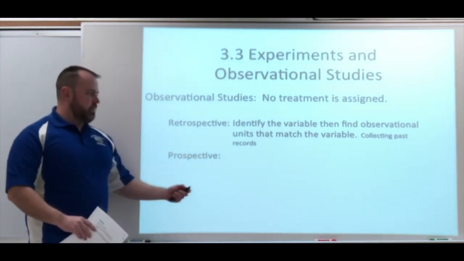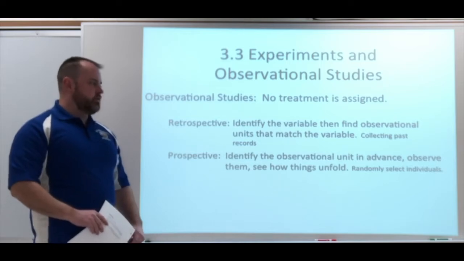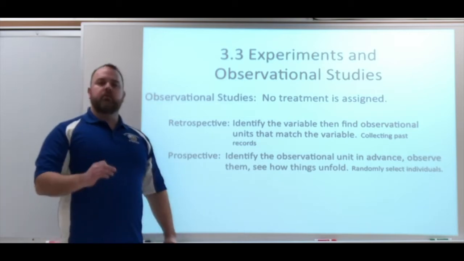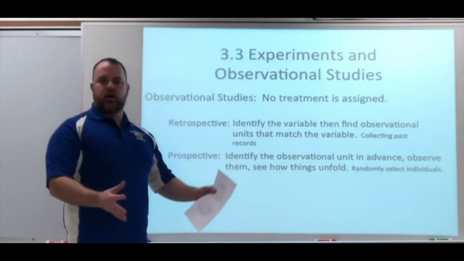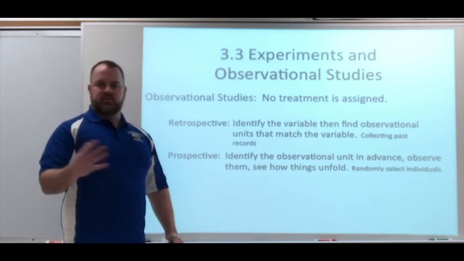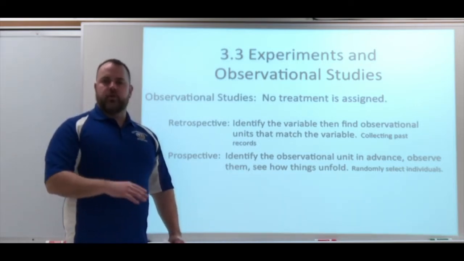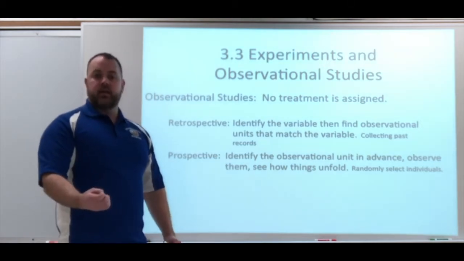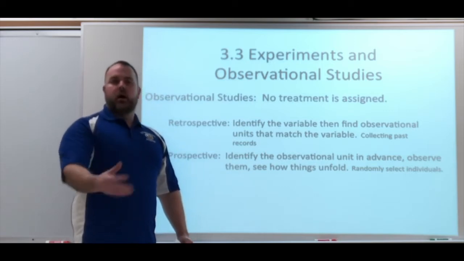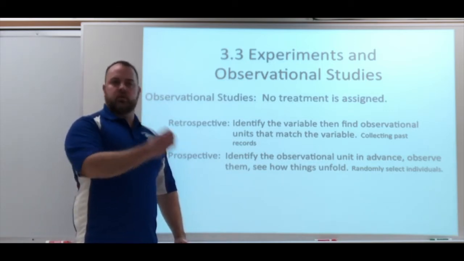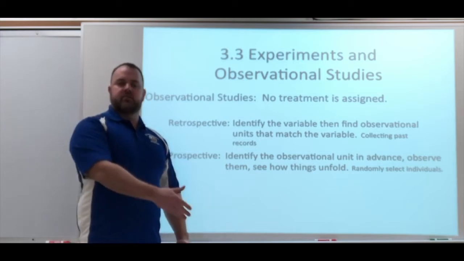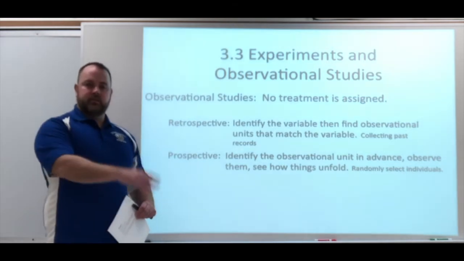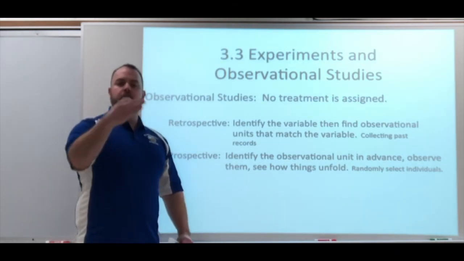and collecting data that way. Prospective, you identify the observational unit in advance and observe that and see how things unfold. Okay? So this can be randomly selected observational units. We have our pool of observational units and we may randomly select observational units from that pool. Now this might say, okay, I want to observe note-taking, some note-taking habits of students. So I may then randomly pick students and follow them and see, okay, this is what they're doing throughout the day. This is the class they take the most notes in, the least notes in, things like that. But I'm selecting observational units and then following and observing them moving forward.